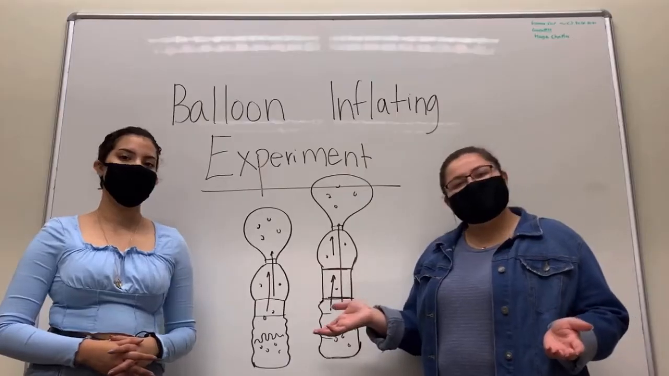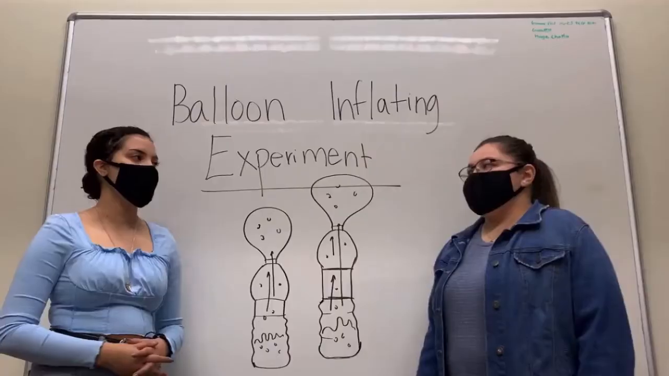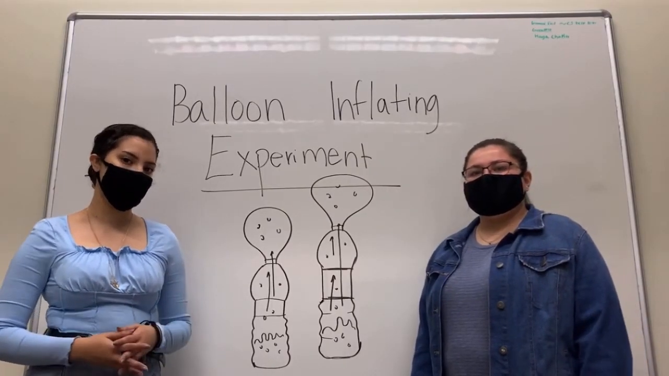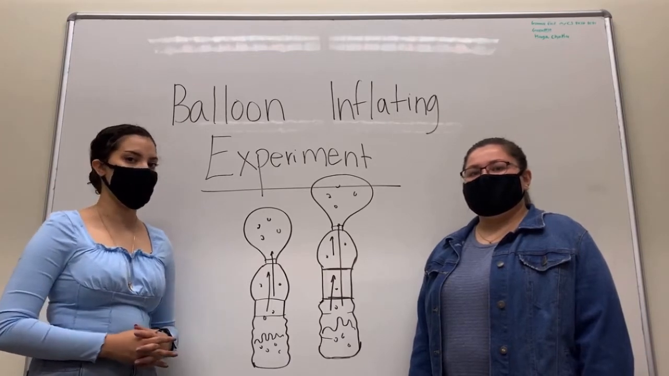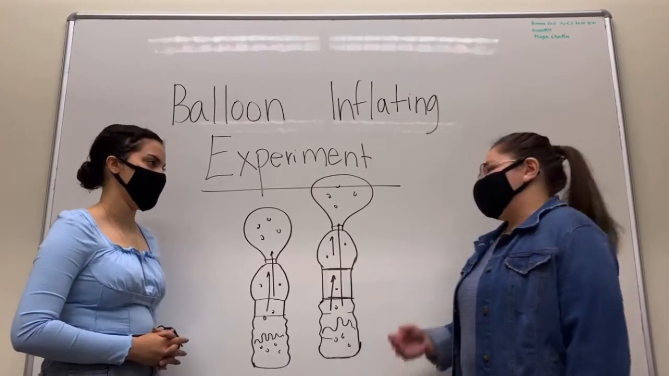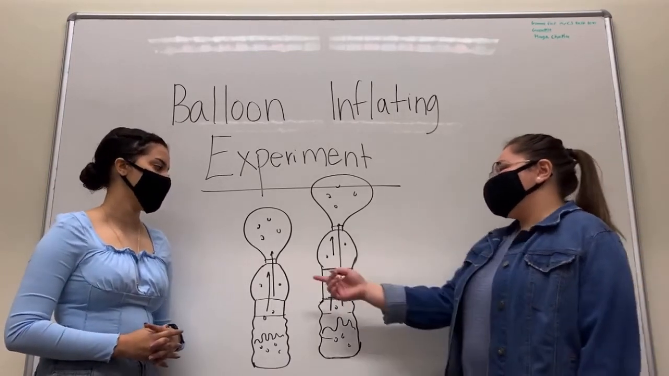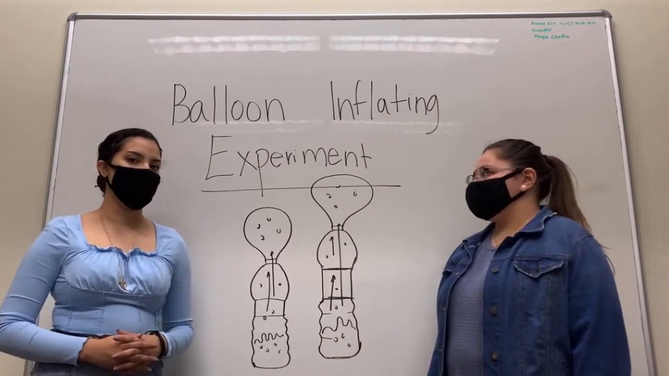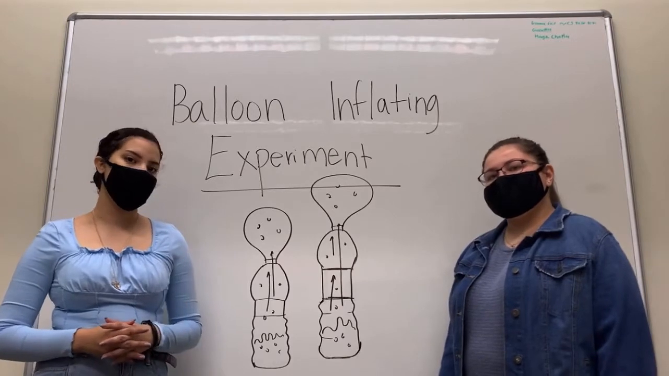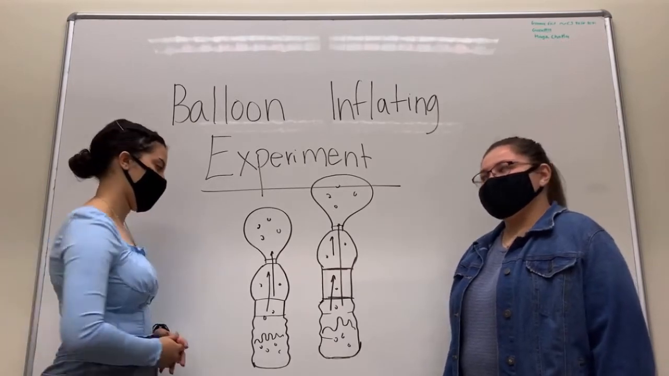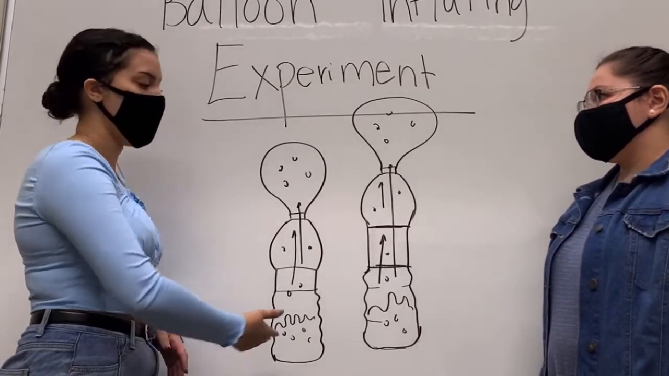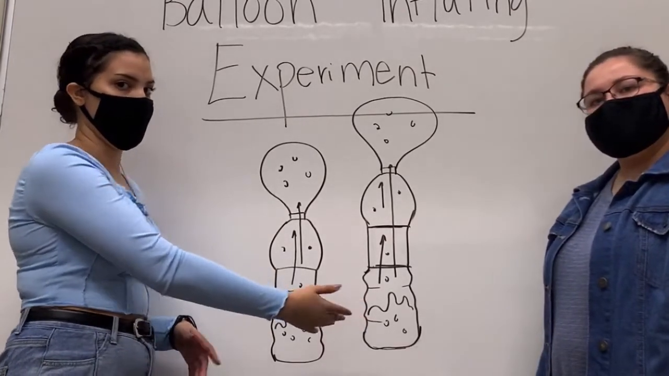So what does this experiment consist of? We have an independent variable, a dependent variable, and control variables. And that's what we're going to talk about now. So our independent variable is the size of the water bottle. Because an independent variable is the one variable in an experiment that you change. Therefore, we are going to first start off the experiment with a small water bottle, but then we are going to change it to a bigger one.